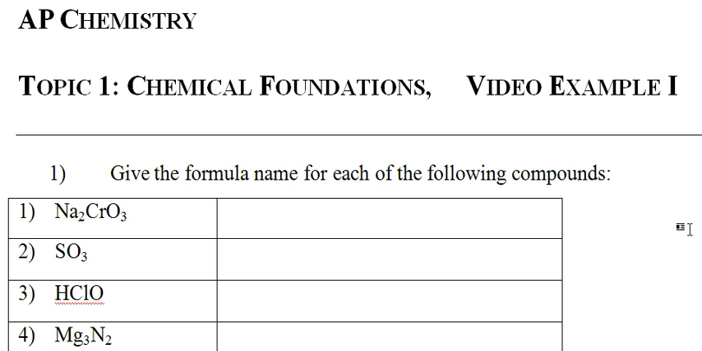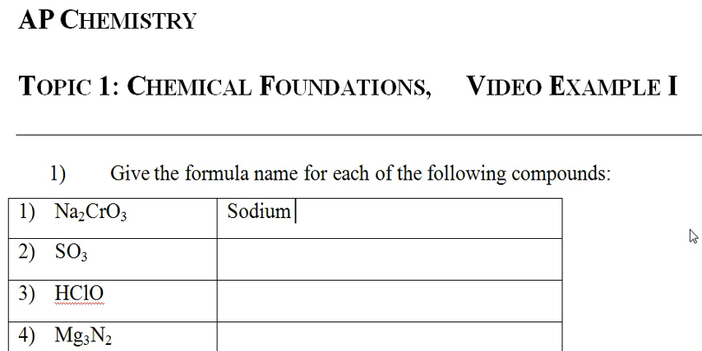Question number 1 is Na2CrO3. We should recognize that we actually have an ionic compound here, and we know that it's ionic because we have a metal present. One good thing about naming compounds in AP chemistry is that we'll never have a metal with another metal. We'll have a nonmetal with a nonmetal, or a metal with a nonmetal, but we'll never ever have a metal with a metal. So we know that the name for the symbol Na is sodium.